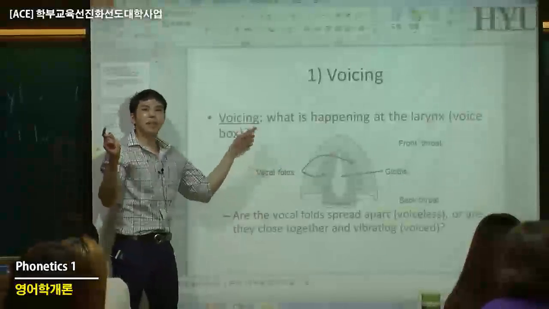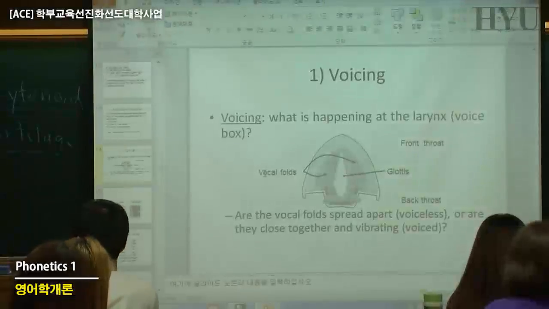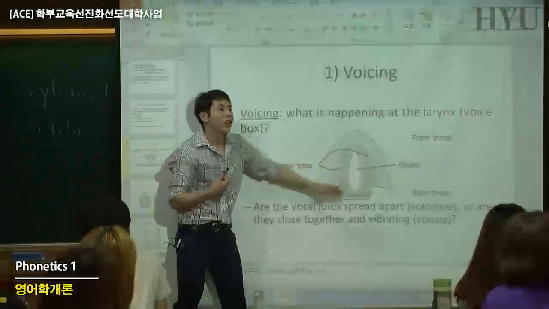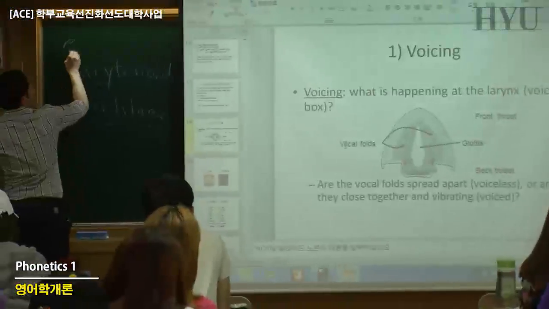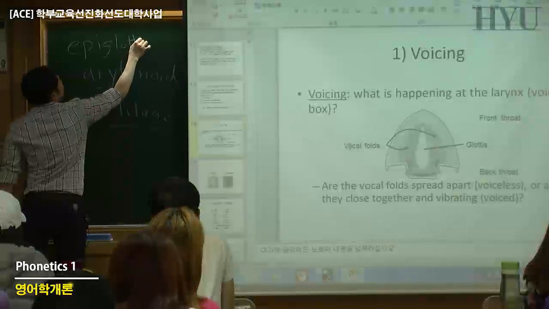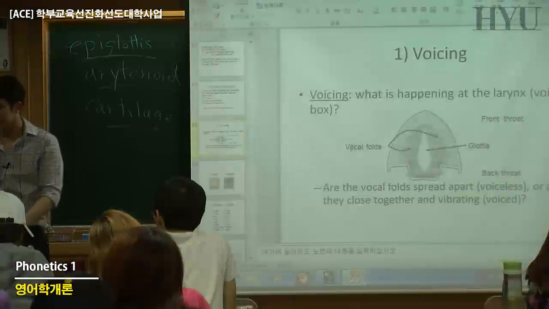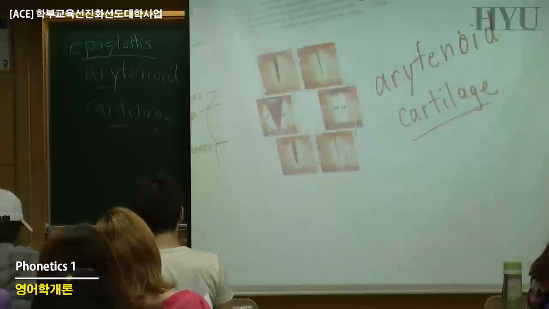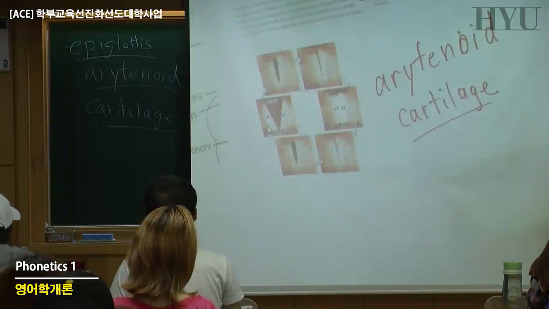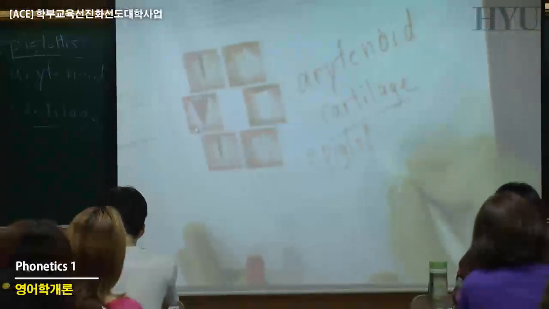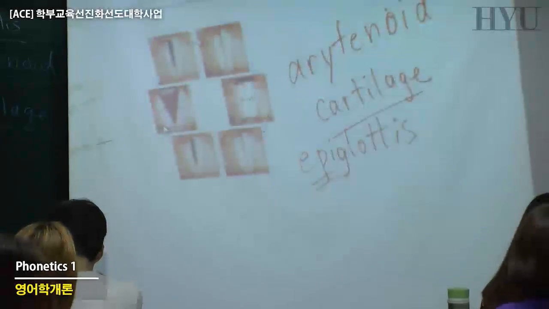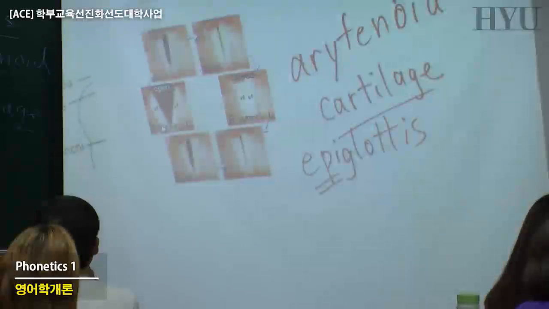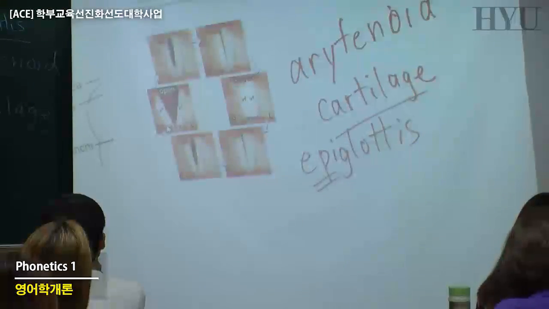And remember, I mentioned the flap or the lid that closes this thing, right? The flap, which is here, closes when you swallow food. We call that the epiglottis. Epi, and then glottis. Epi is above, right? It's above the glottis because it can close the glottis.